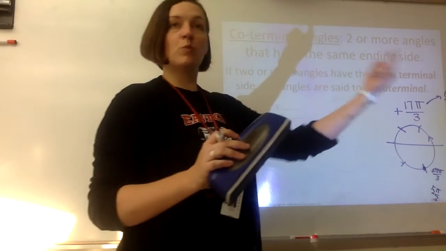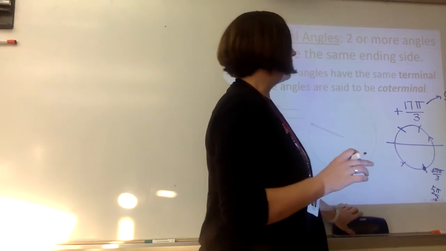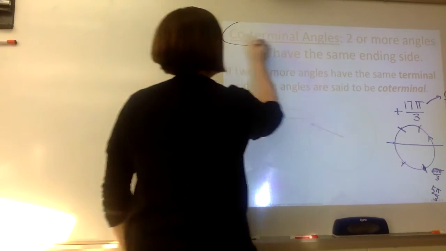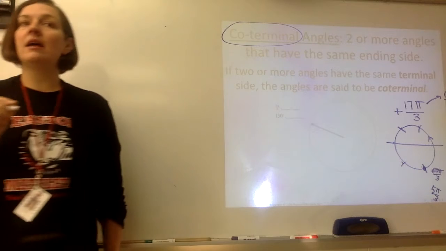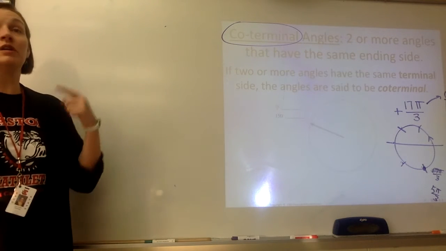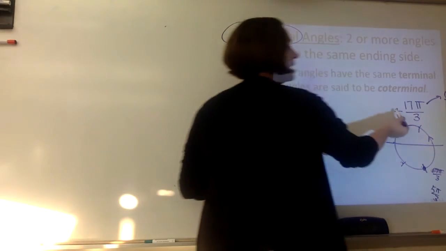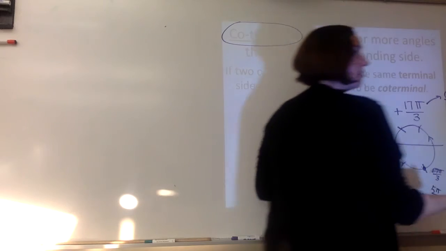Right, the 17 has more revolutions to it, rotations. So that's why we call that coterminal. It means it has the same ending side, but how you get to that ending side is different. You could have turned in a negative direction and ended up there. 17 pi over 3 is coterminal with 5 pi over 3.